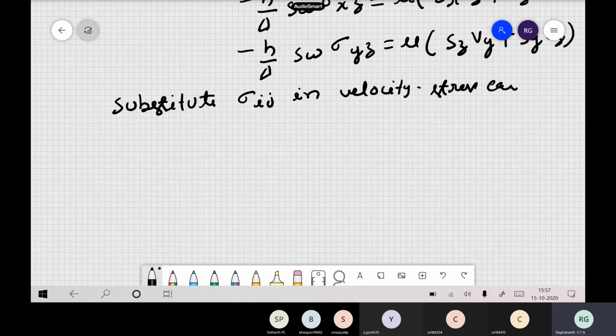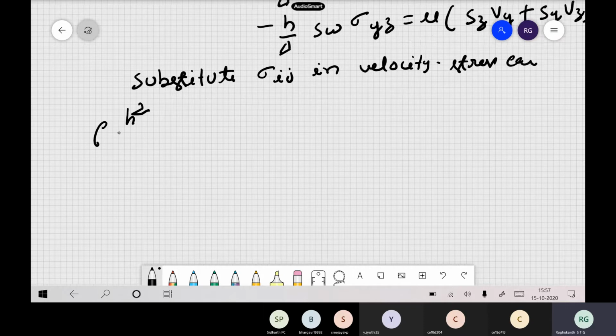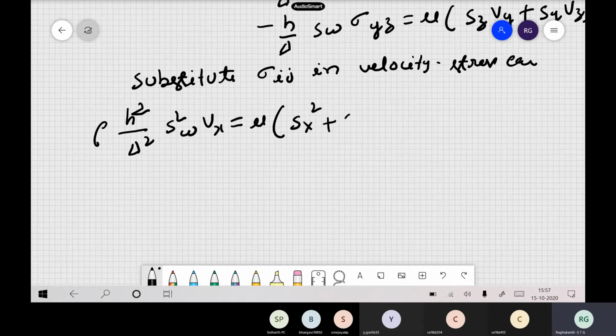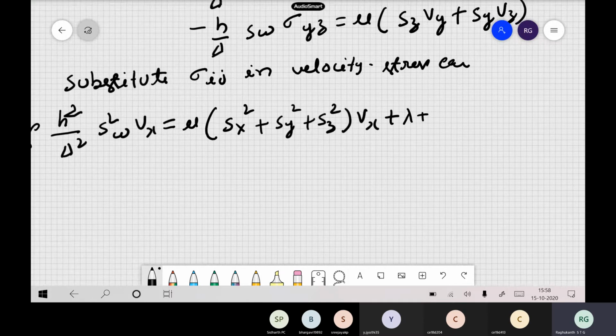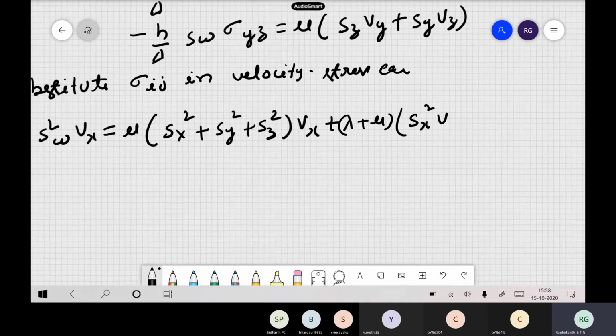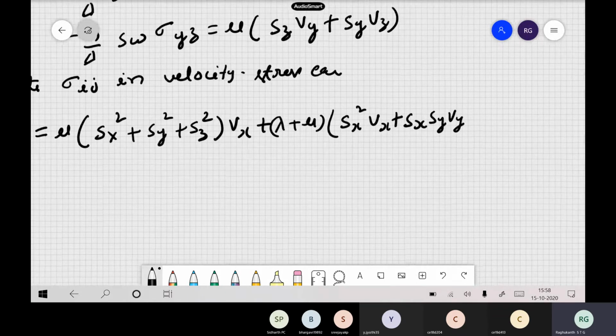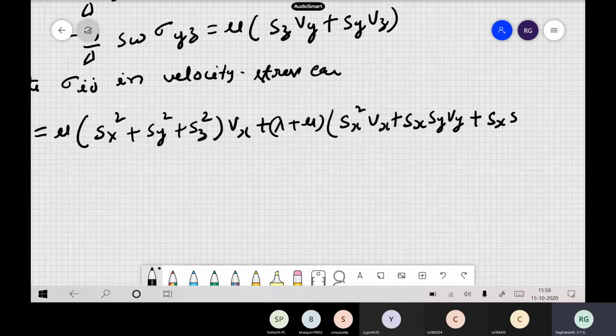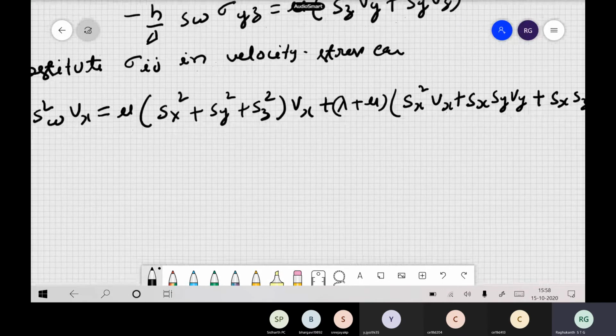So you will get only 3 equations, right? So some rho h square by del square s square omega vx. So this is mu into (sx square plus sy square plus sz square) into vx, plus lambda plus mu, okay. So sx square vx plus sx sy vy plus sx sz into vz, okay. So this is the first equation.